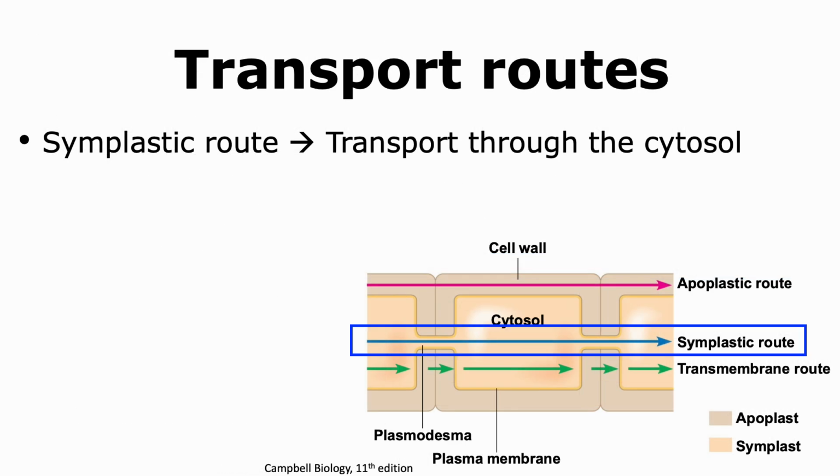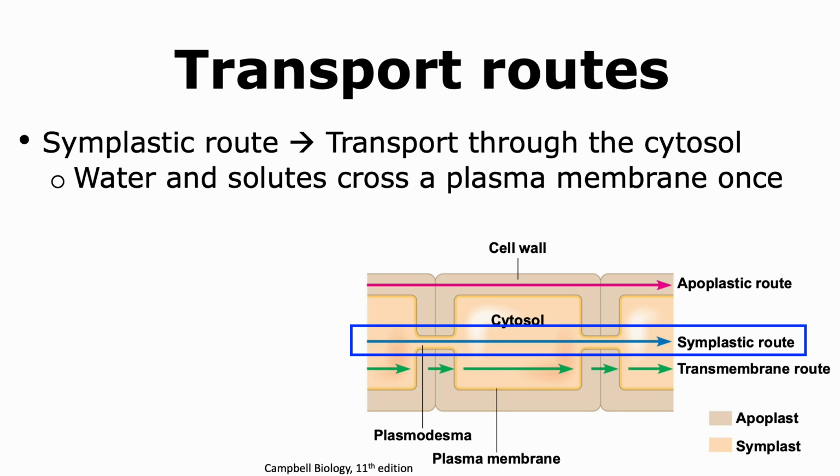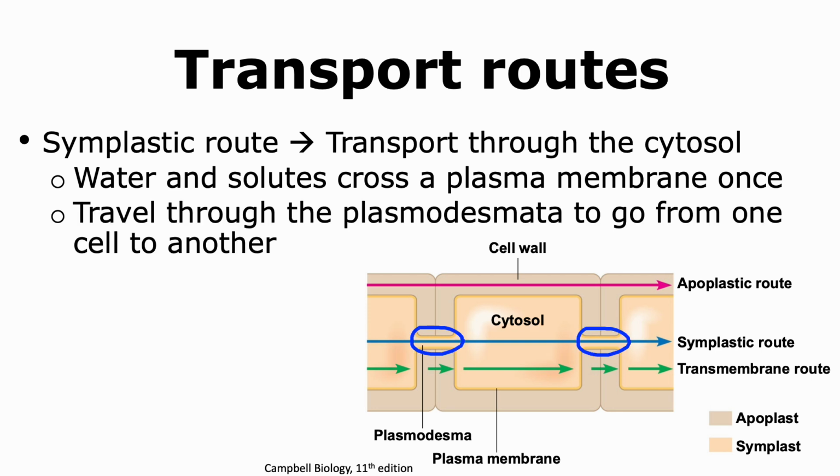The symplastic route, on the other hand, involves the transport of substances through the cytosol of the plant cells. The water and solutes cross the plasma membrane of a cell only once to enter from the environment, and once they're inside a cell, these solutes and water can travel through the plasmodesmata of the plant cells.